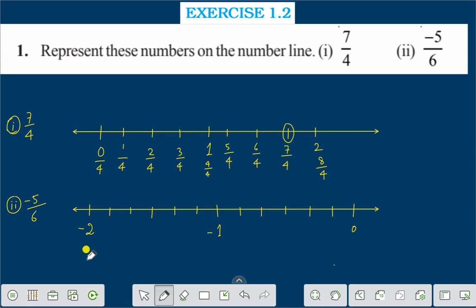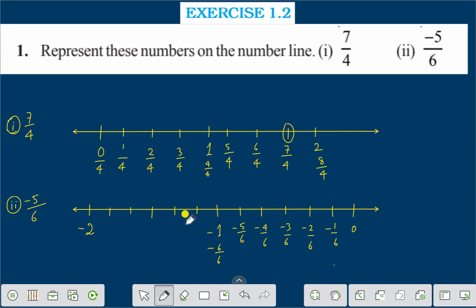Right? Now you will find this part, how many parts are there? 1, 2, 3, 4, 5, 6. There is one part out of 6, that is minus 1 by 6. This one is minus 2 by 6. This one is minus 3 by 6. This one is minus 4 by 6. This one is minus 5 by 6. This one is minus 6 by 6, that is minus 1.